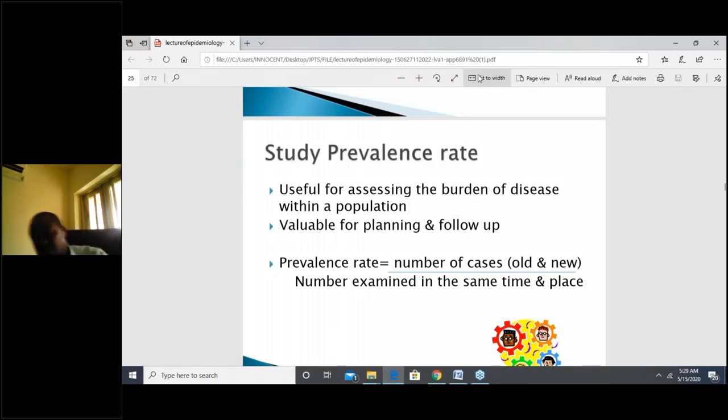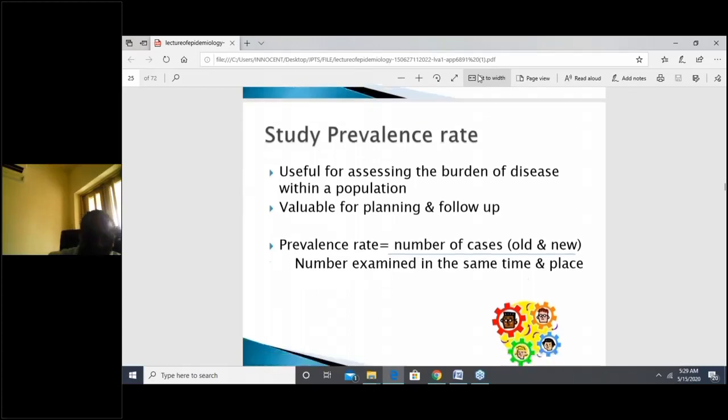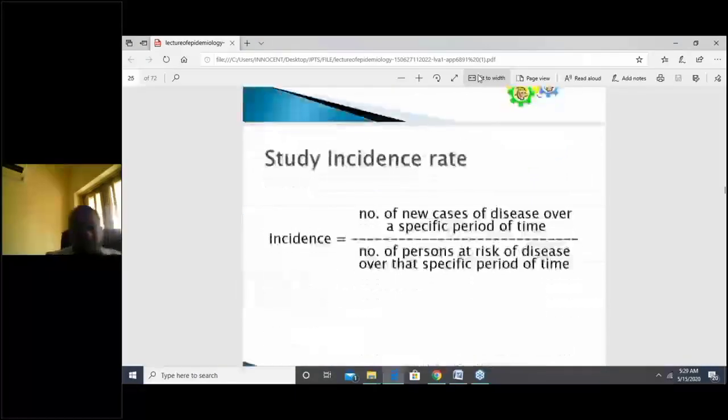So if you want to say the prevalence of, let's say, diabetes in this region, if 2 people have diabetes out of a population of 100, you can say that the diabetes prevalence in that place is 2%. So prevalence is looking at the number of cases and the entire population.